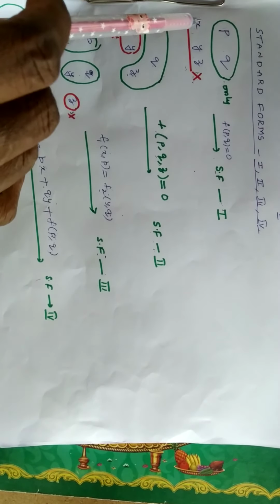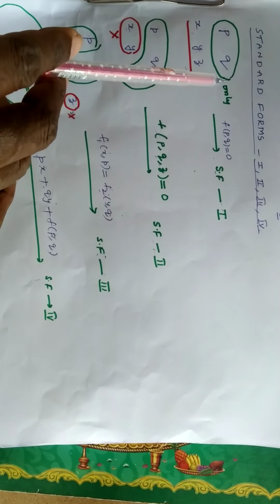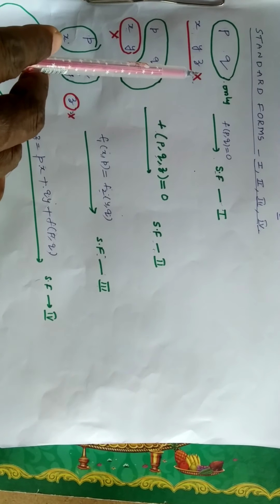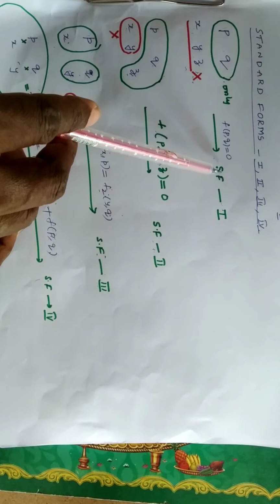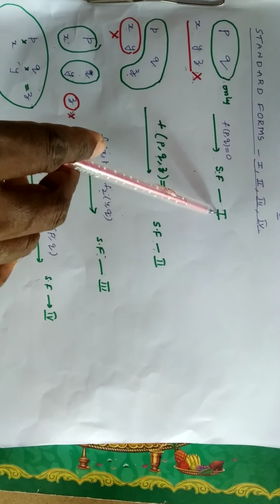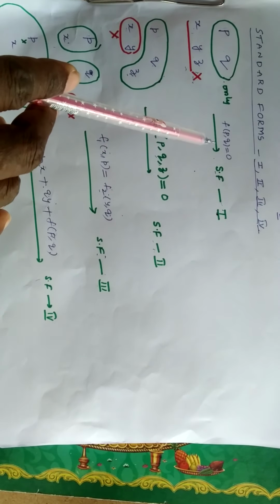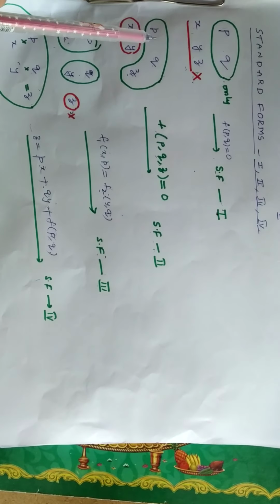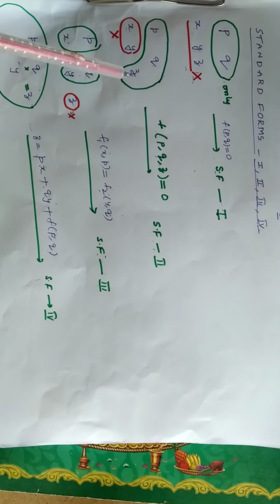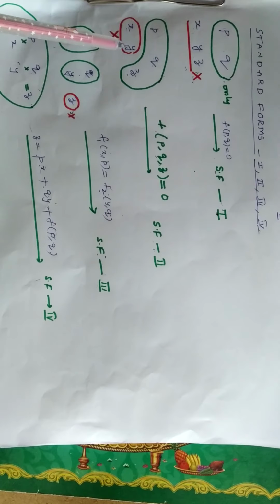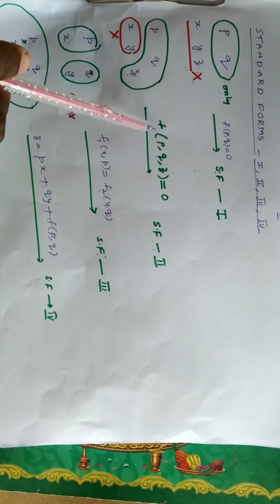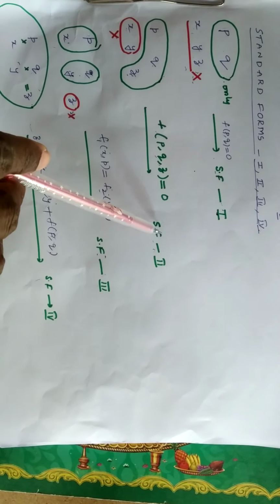If the PDE contains p and q only and does not contain x, y, z, then the PDE is said to be in standard form 1. If in the given PDE, along with p, q it contains z, not containing x, y, then the PDE is said to be in standard form 2.